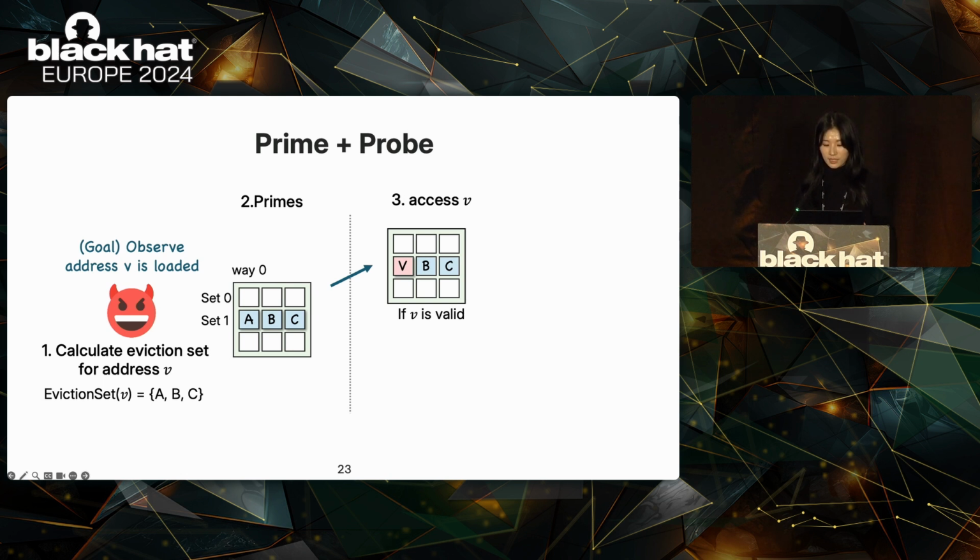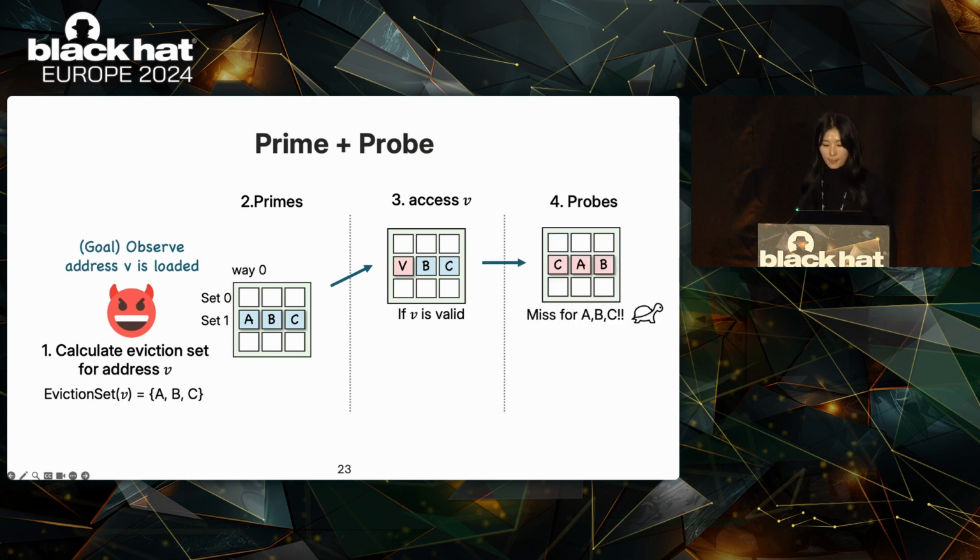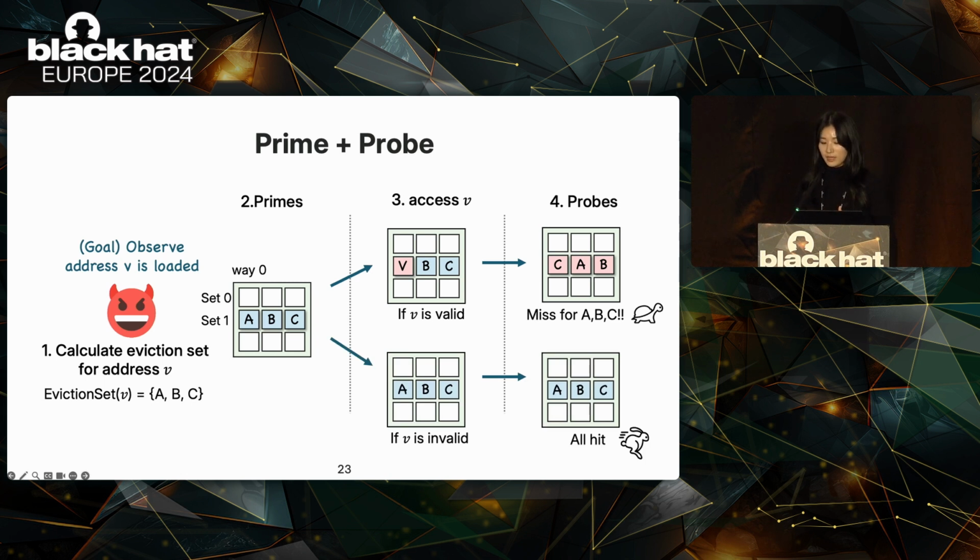If the address is valid, the TLB loads the translation, evicting an entry from the eviction set. So when we access the eviction set, the evicted entry causes TLB misses, resulting in longer access latency. On the other hand, if it is not valid, the eviction set remains intact in the TLB. So accessing it again results in relatively lower access latency. This final step where we re-access the eviction set is called the probing phase. By measuring the probing time, we can determine whether the target address is valid or not.